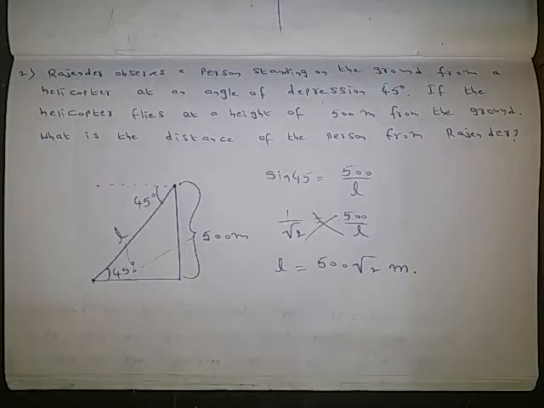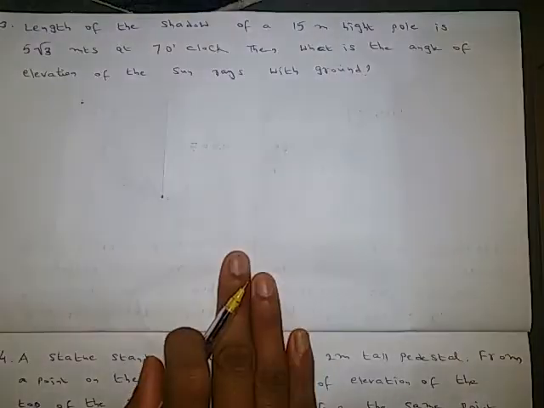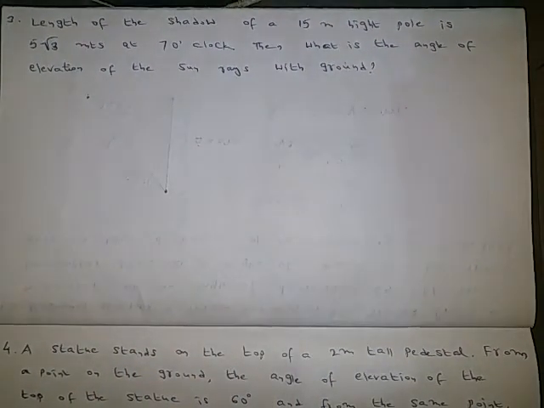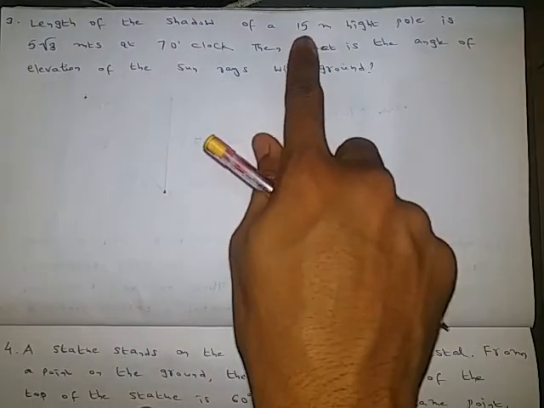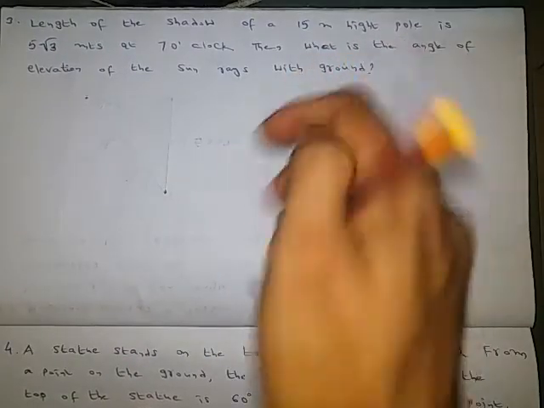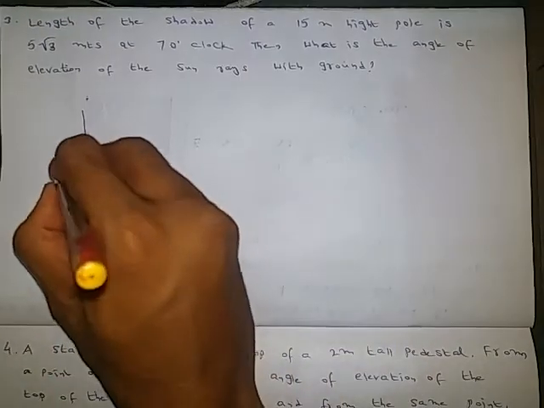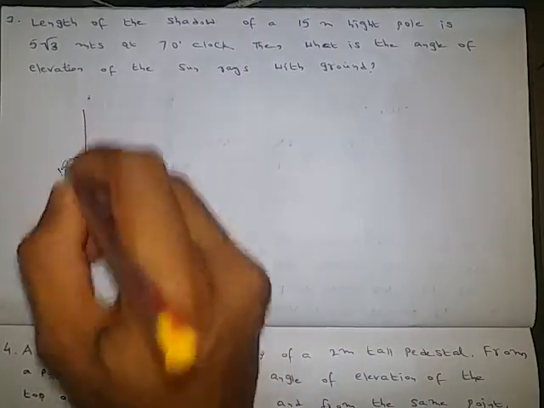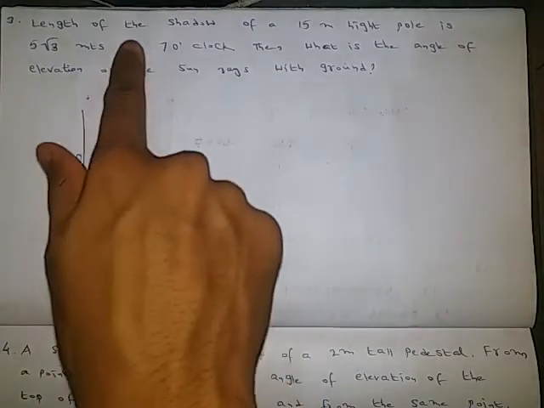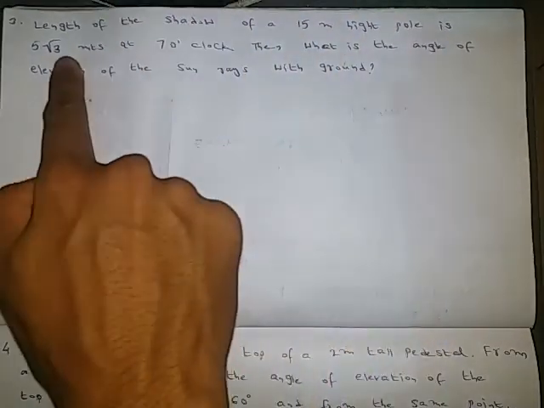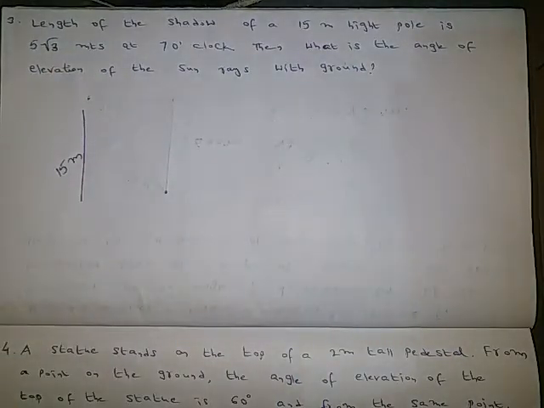Okay, now let's move to the next question. The next important question is the length of the shadow question. Let's have a look at the question. Length of the shadow of a 15 meter height pole. One pole is there, that pole height is 15 meters. Next, length of the shadow of a 15 meter height pole is 5 root 3.